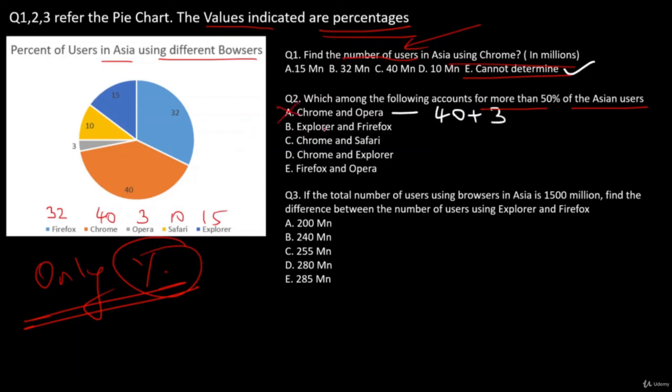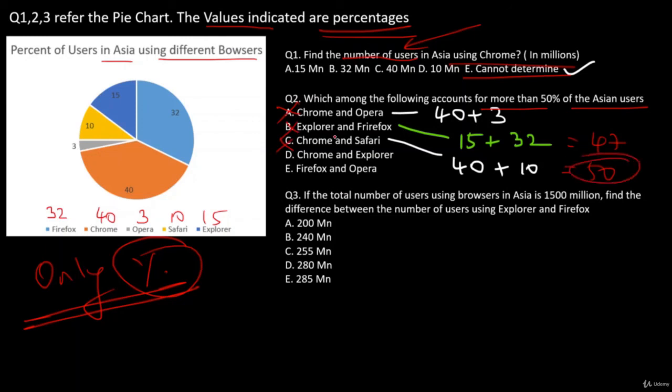What about option B and C? Option B is Explorer and Firefox. All right, so Explorer and Firefox, that's 32 plus 15, right? So again, that's just 47. And Chrome and Safari is 40 plus 10, which is 50. So both of these are out. Remember, this is also out because in the question it's mentioned more than 50%. All right, let's move to option D. That's Chrome and Explorer. So if you do Chrome and Explorer, that's 40 plus 15, which is equal to 55. And hence that is the correct answer.